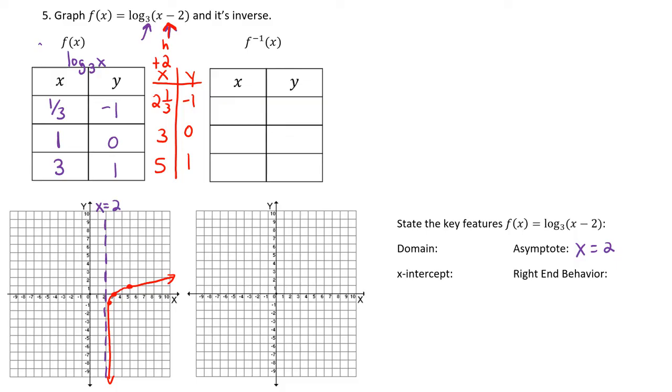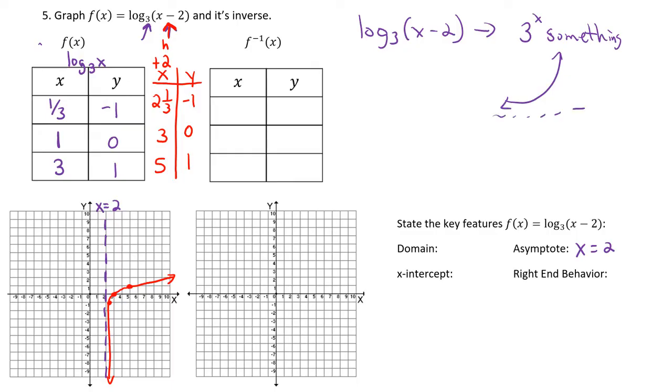Well, now that we have our graph, our directions ask us to graph the inverse. That's what our next table is for. To graph our inverse, we need to know what kind of graph we're really looking at. Well, we have a log, which means a log's inverse is an exponential, 3 to the x.